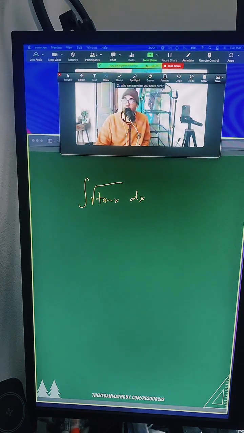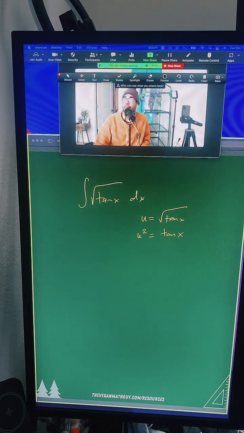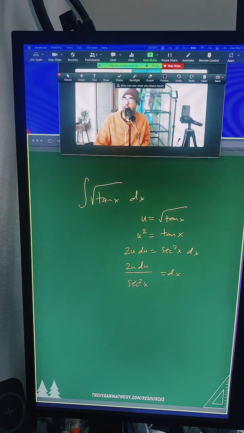So let's go ahead and start off like this. We have u equal to root tan of x. I'm going to square both sides and say that u squared is equal to tan x. And now I have 2u du is equal to secant squared x dx. Now I'm going to divide the secant squared to the other side. So we have 2u du over secant squared x is equal to dx.